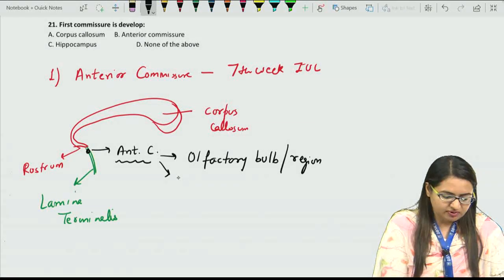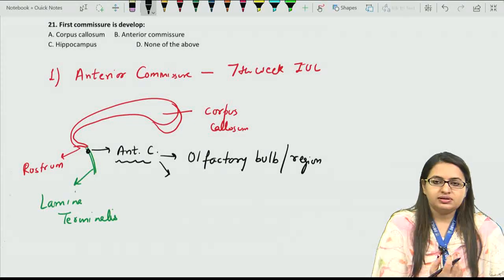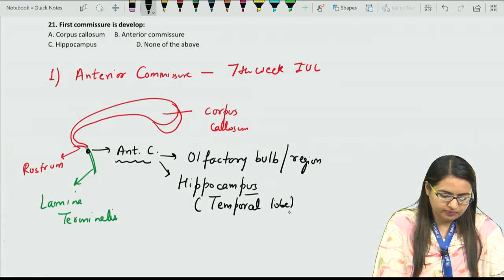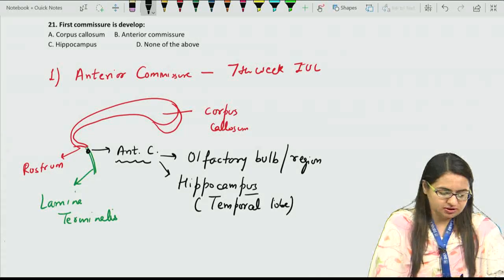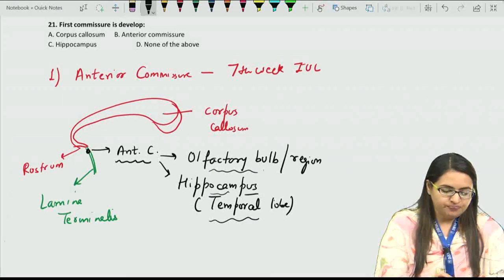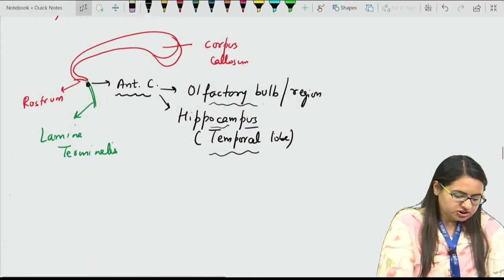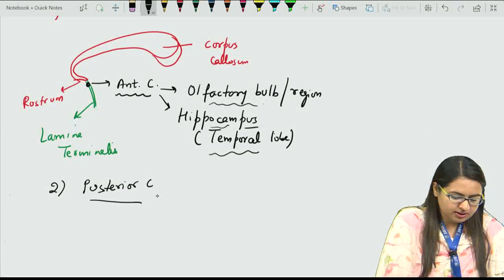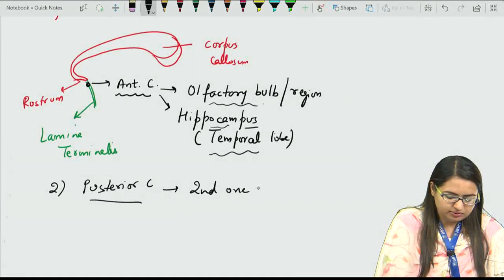Now towards the posterior side, it has a component which connects the anterior convolutions of the hippocampal area, which is towards the temporal lobe. So this portion of the anterior commissure is connecting the temporal lobe also. So these are the two components of the anterior commissure, connecting these said areas. Now after the anterior commissure, the next commissure which develops is the posterior commissure. The posterior commissure is the second one to develop.